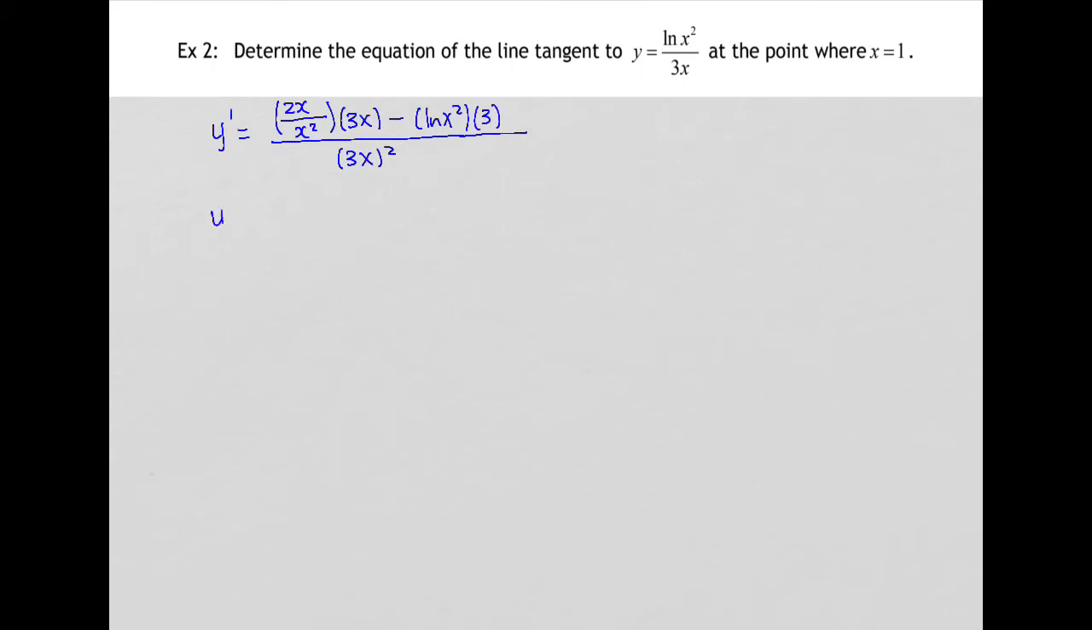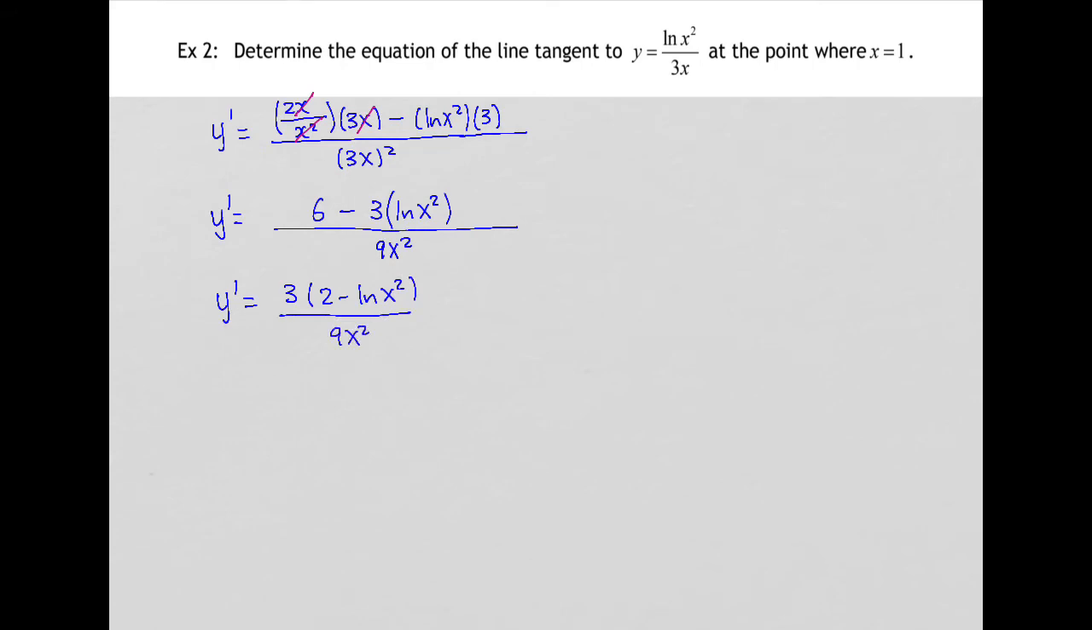Next, let's simplify the numerator. The denominator will be 9x squared. So x times x will be x squared, and we can divide it by this. So you have a 6 left, minus 3 log x squared. And then you can see they have a 3 in common, so factor out the 3, divided by 3 on both the numerator and denominator.